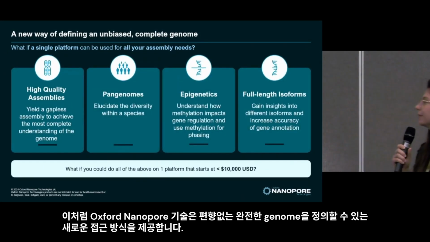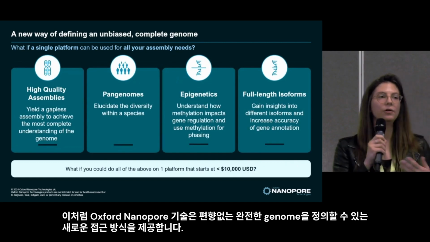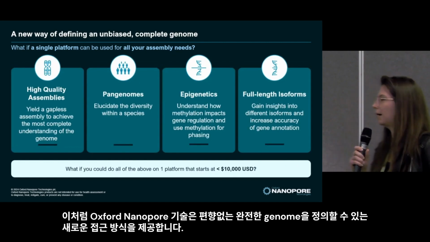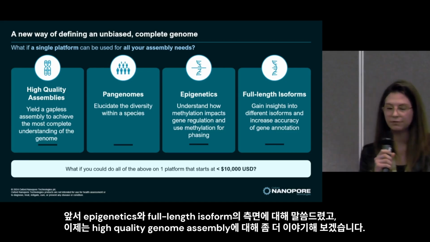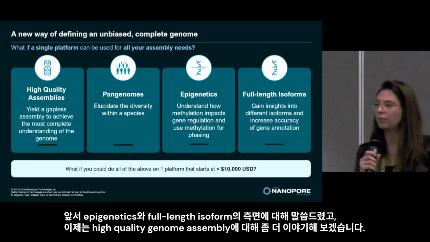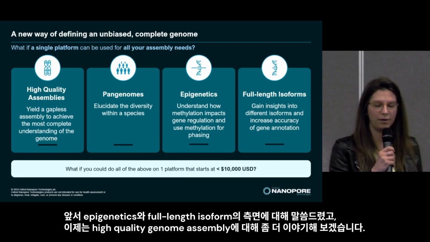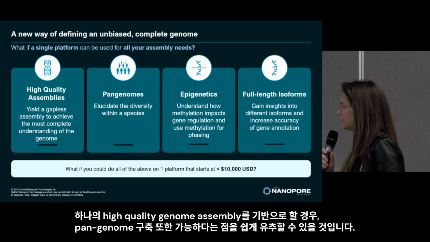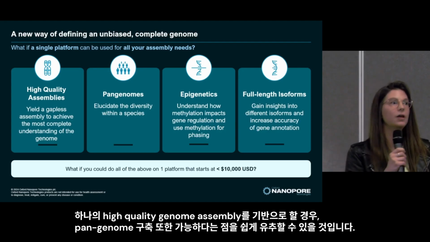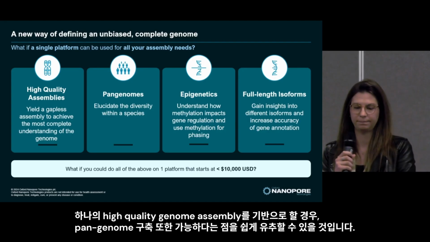And so what we have here with nanopore is a new way of defining an unbiased complete genome. I've mentioned epigenetics and full-length isoforms already. I'll move forward talking more about high-quality assemblies, and you can imagine from a single high-quality assembly, you can conceive of assembling pangenomes as well.